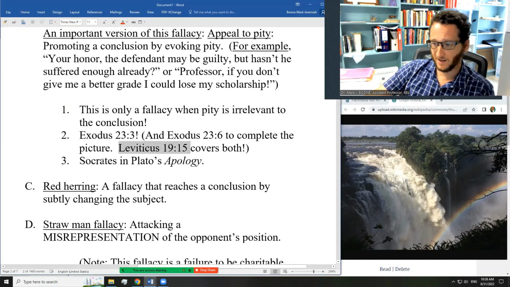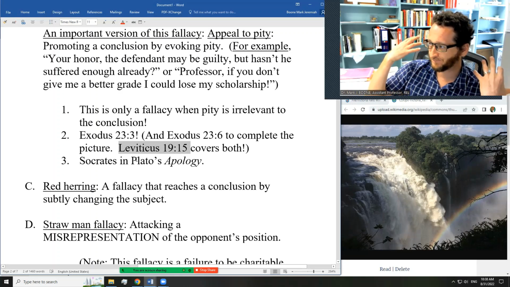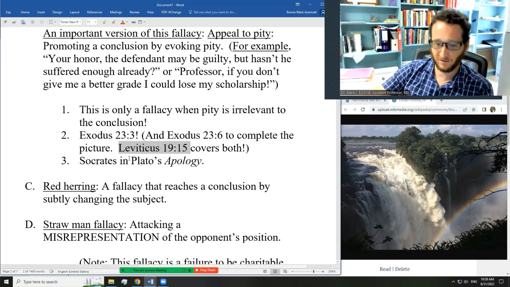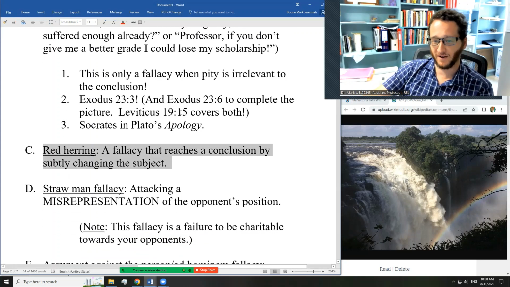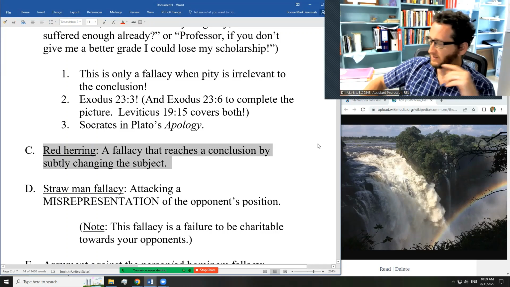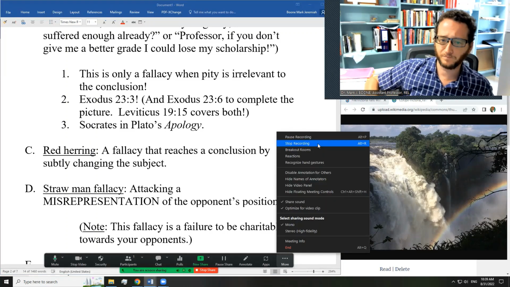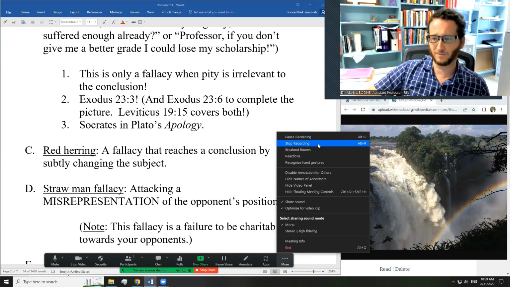In Plato and Torah and other cool sources, we have nice instruction to avoid the informal fallacies. Red herring is a fallacy that reaches a conclusion by subtly changing the subject. Now, I may not be able to give you a good example of a red herring. Let me see. Let me refill my tea and pause the recording while I try to think through this.